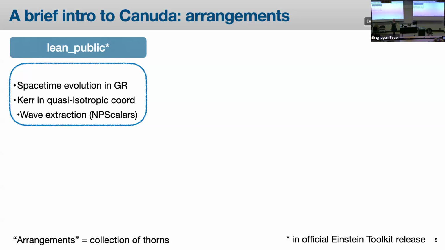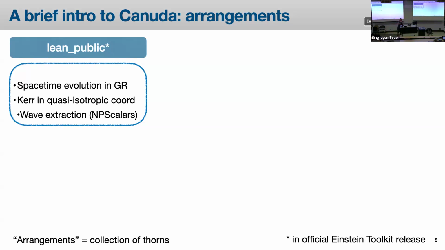It's also pretty readable. So if you ever want to read and learn how to write the code, it actually might be a good starting point. And then we also have a wave extraction thorn, NPScalars, for Newman-Penrose scalars here. And we've compared this with other thorns available in the Einstein Toolkit to benchmark and make sure that they are giving correct results.